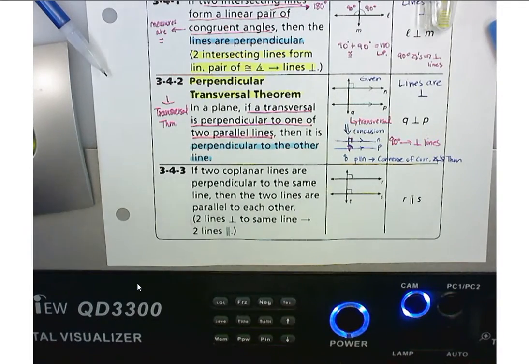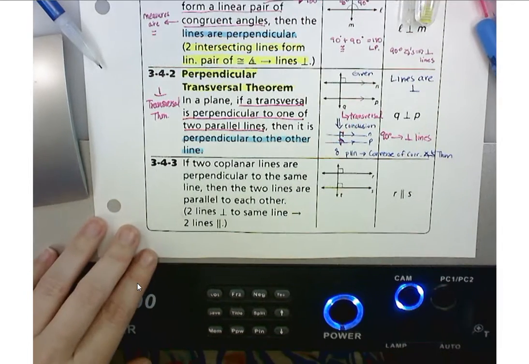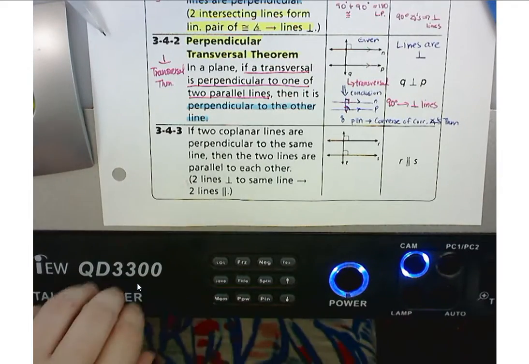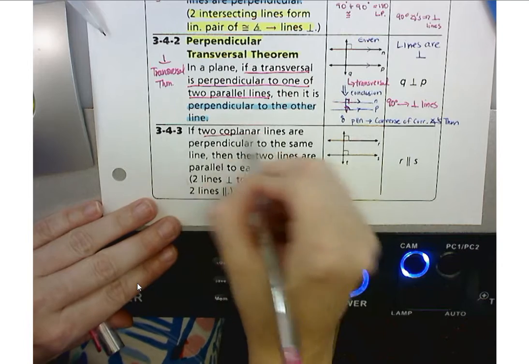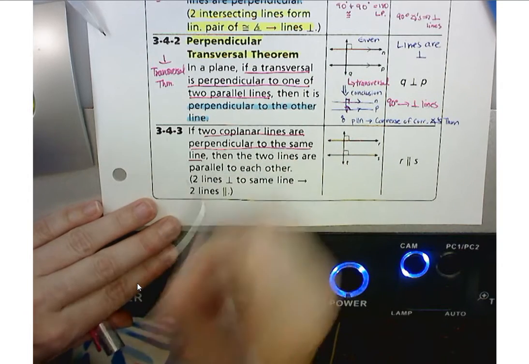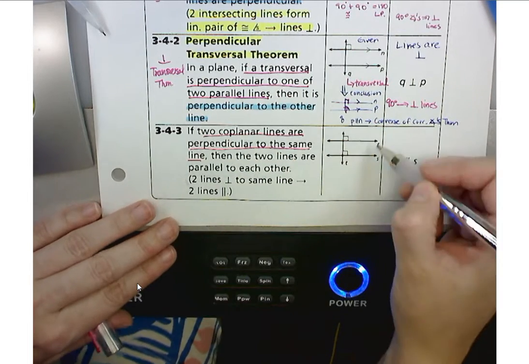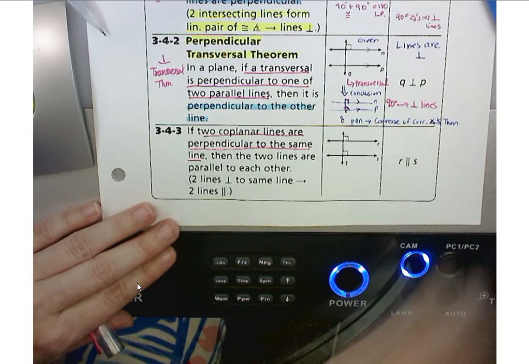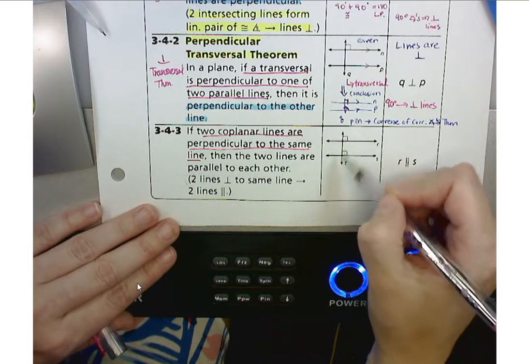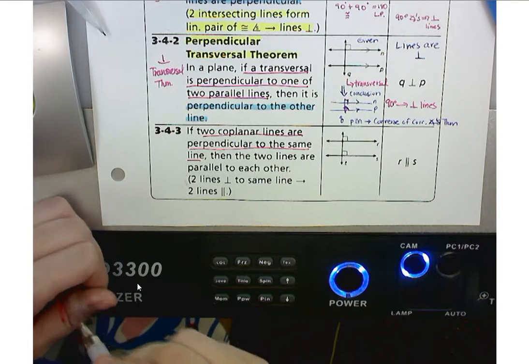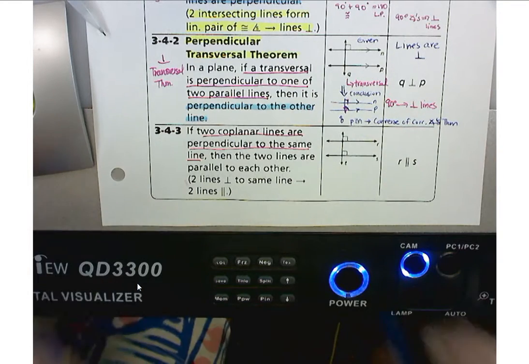Okay, so you still can use some of your old theorems that you have. All right, and then the last one says if two coplanar lines are perpendicular to the same line, so you'd have to have two lines that are coplanar. It doesn't say they're parallel. If they're perpendicular to the same line, then the two lines are parallel to each other.